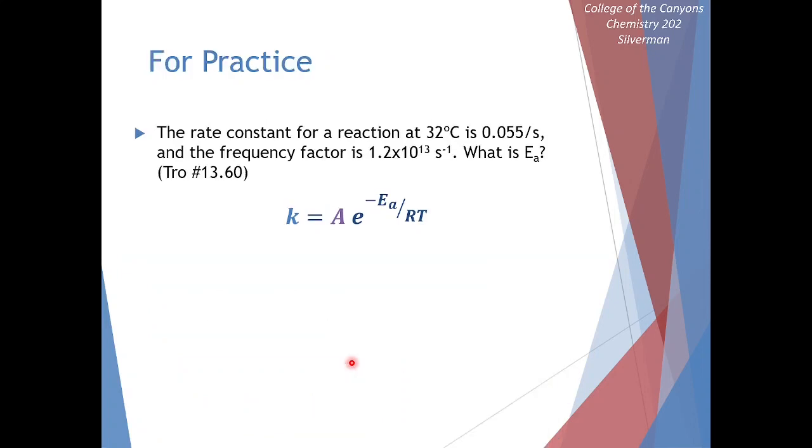We can look at a practice problem. Here we have measured the rate constant, we've measured the frequency factor, and we know what the temperature is. Well, if we know all these things, we can determine the last unknown. We can try to solve for this activation energy. Please take a moment, see if you can try to find the answer. If you got a value of 84 kilojoules per mole, I believe that is correct.